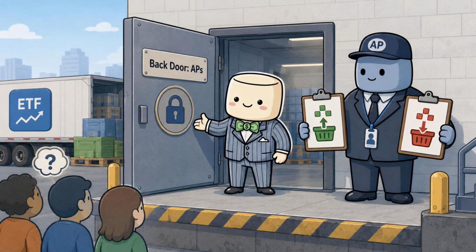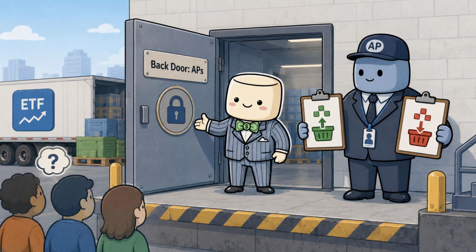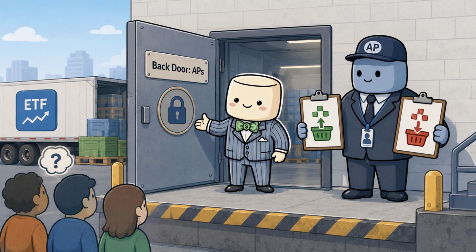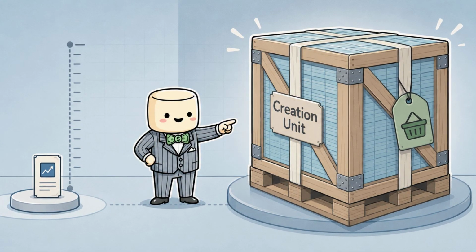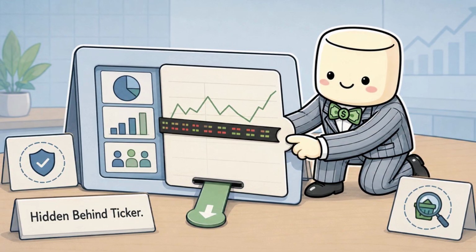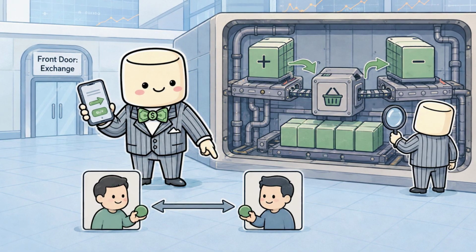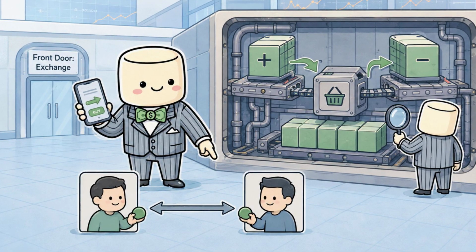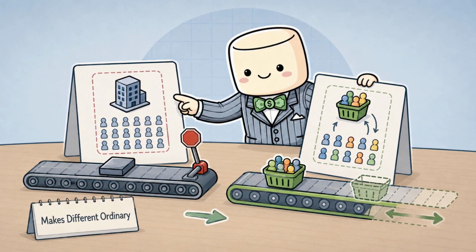The back door is the one most regular investors never use. That is the primary market, where large financial institutions called authorized participants can deal directly with the ETF. They do not usually create or redeem one ETF share at a time. They work in large blocks called creation units. That is the part hidden behind the ticker. The ETF feels simple because the front door is simple. But the back door is where the supply of ETF shares can expand or contract. And that is the part that makes an ETF different from an ordinary company stock.